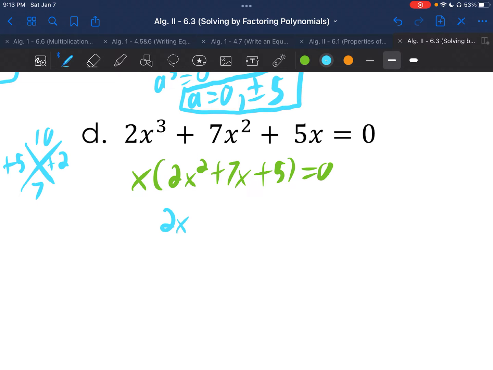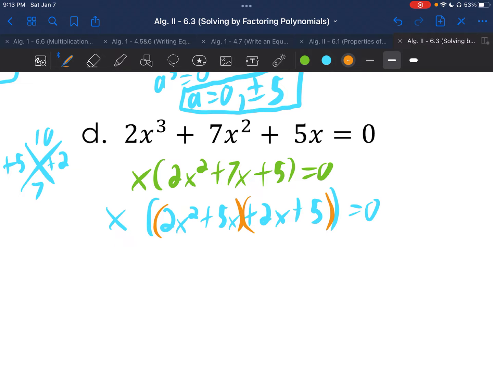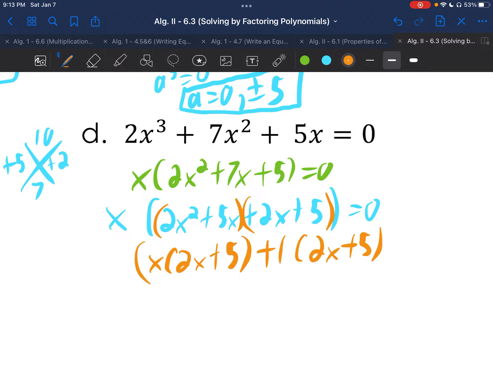So we put 2x squared plus 5x plus 2x plus 5. And a reminder that the 5x and 2x are interchangeable. And we have the x out in front. Next step is to group the first 2 and the last 2. And we say, okay, well, the first 2 have an x in common, and we're left with 2x plus 5. Last 2 just have a 1 in common, so we're left with 2x plus 5. And there's an x in front of all of it.